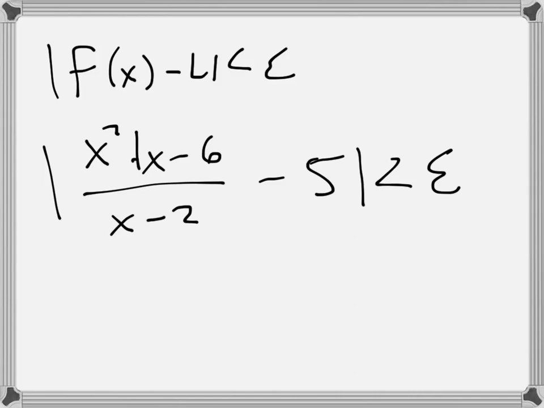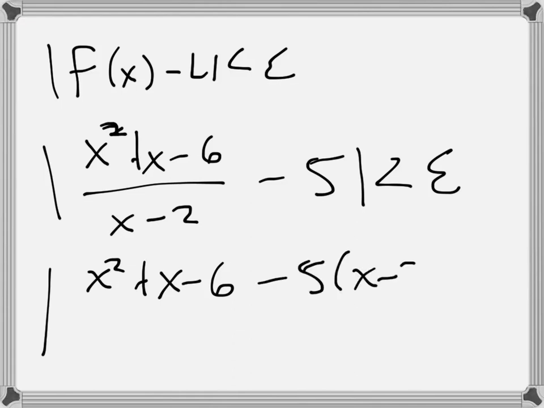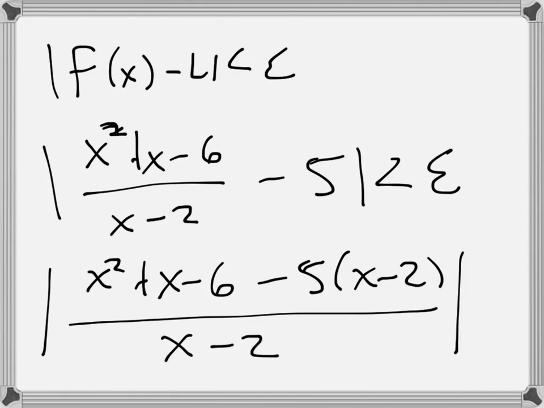With this inequality, we don't have much we can do yet because we're kind of stuck in the absolute value and we don't really have a way to work on both sides, so you have to think about this left side kind of like an expression. And so one thing that we could do would be to do common denominator here. The common denominator would just be x minus 2. And we've got x squared plus x minus 6 minus 5 times x minus 2, and it's all over x minus 2. And this whole expression is still less than epsilon.